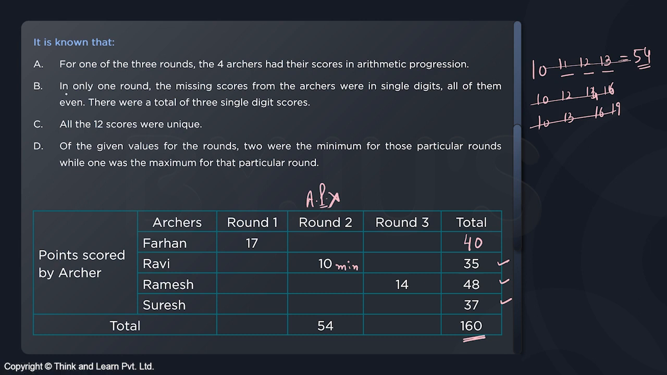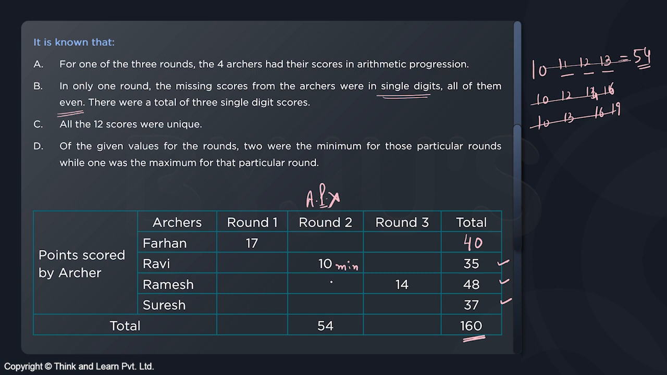He also says that in only one round, the missing scores from the archers were in single digits, all of them even. There were a total of 3 single digit scores. So at some of the places in one of the rounds, I have to write 3 single digit numbers as well. Now, let's come to the next point.